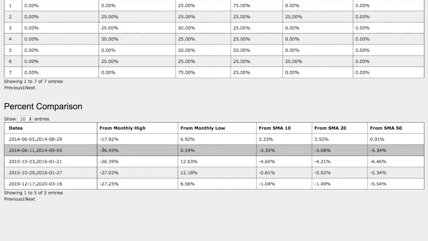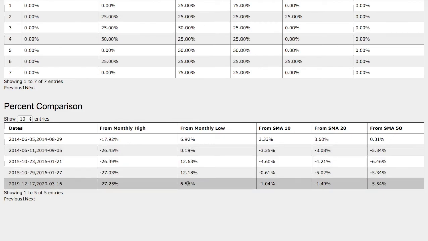So the trend that we just examined has quite similar percentages: 26% down, 19 basis points from monthly low, 3% down from 10 moving average, 3% down from 20 moving average, and 5% down from 50 moving average. The only major difference is the monthly low. This is 19 basis points compared to the 6.5% on the current trend. So do take that into consideration.